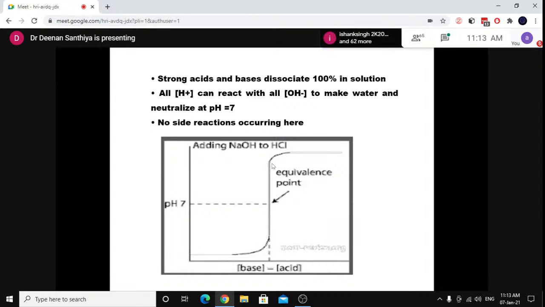Suppose if you add the other way around, that means acid in the burette and base in the conical flask, what will happen? The pH will start decreasing like this, like this, like this, and the sudden jump will be in the same region. Finally, it will become acidic.